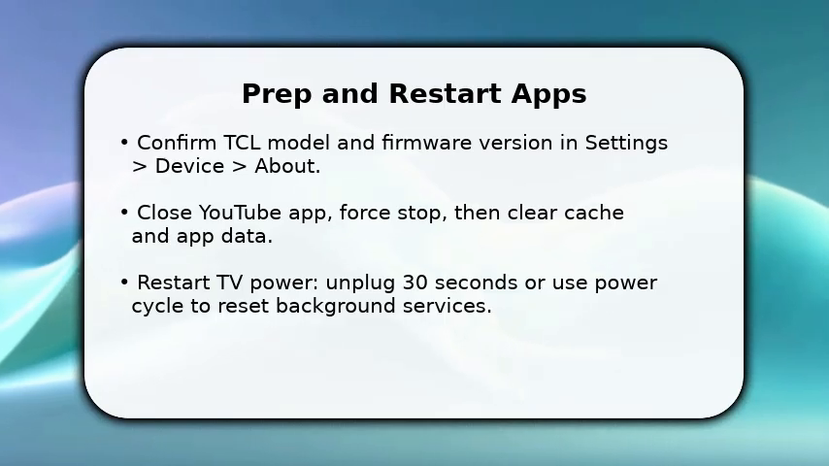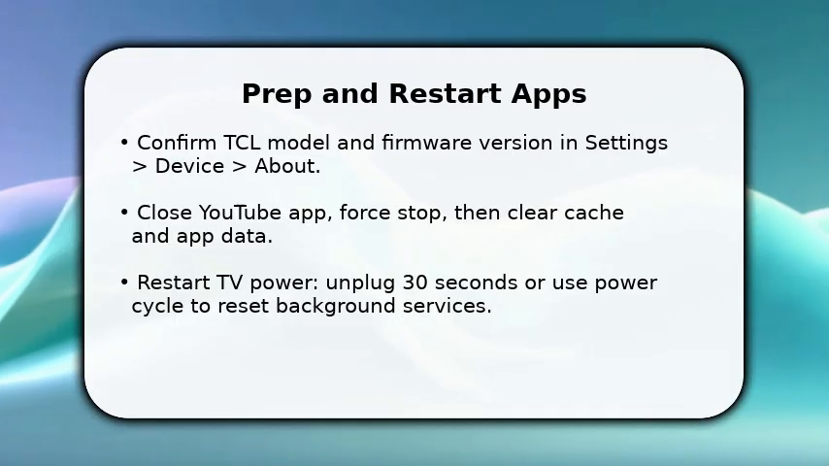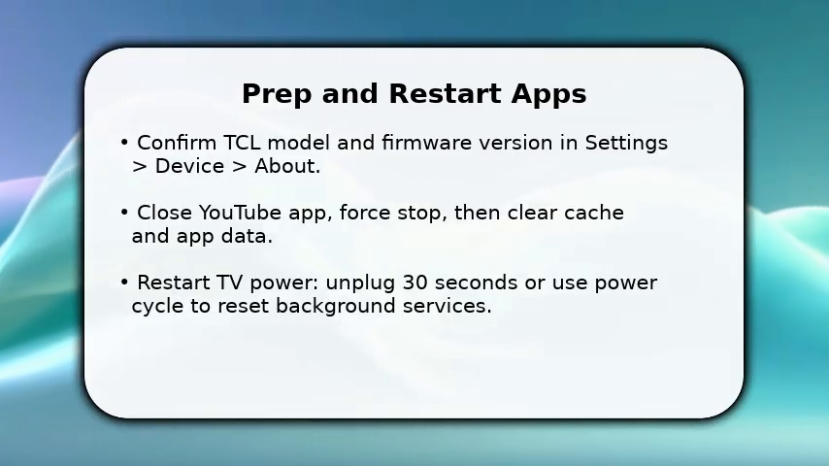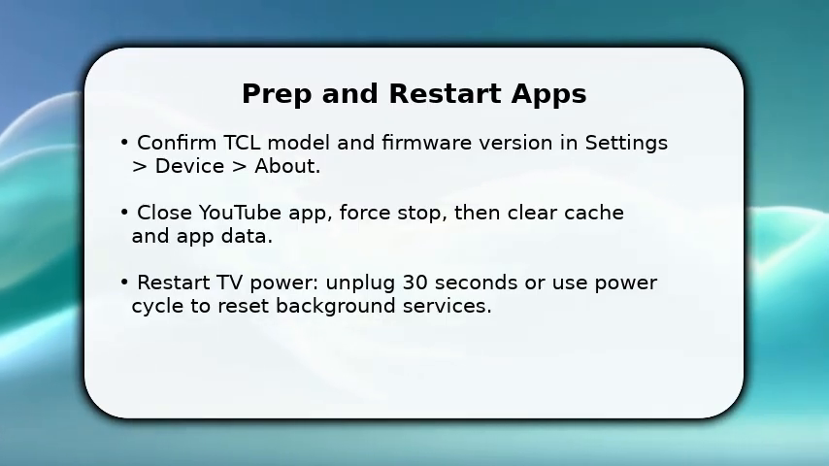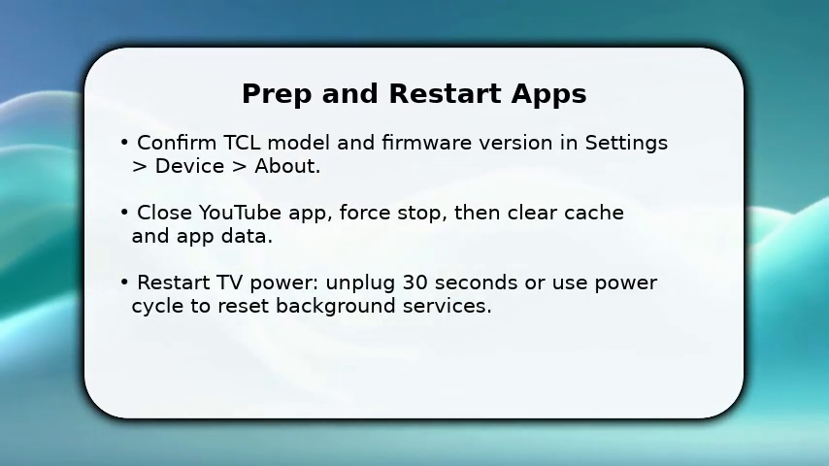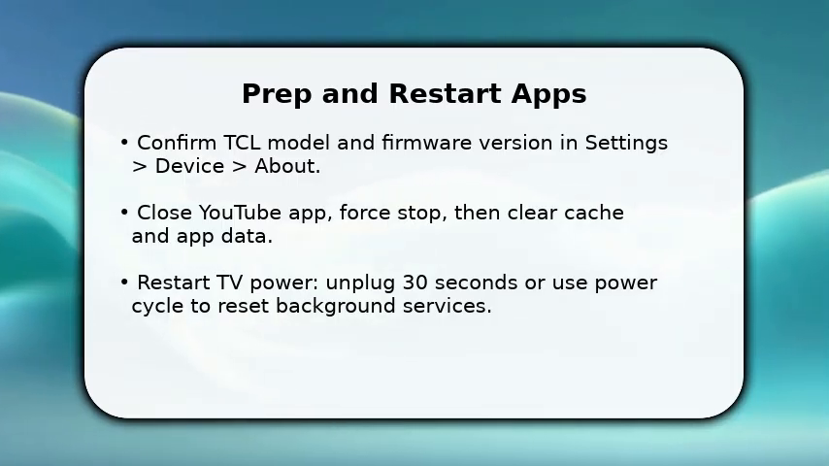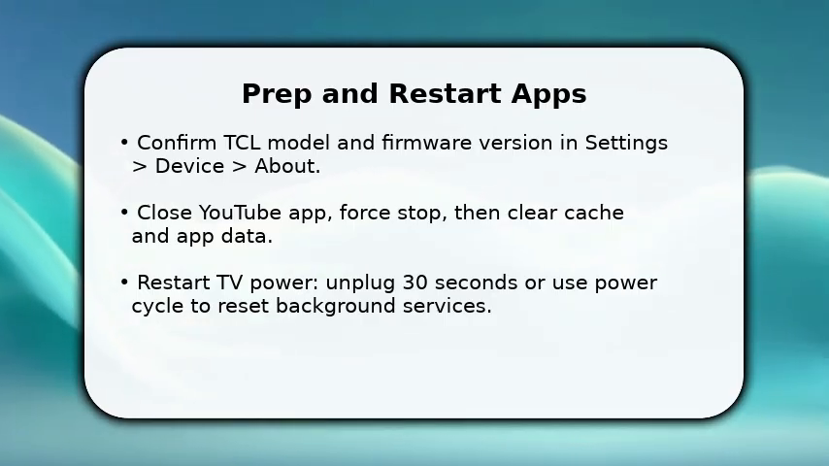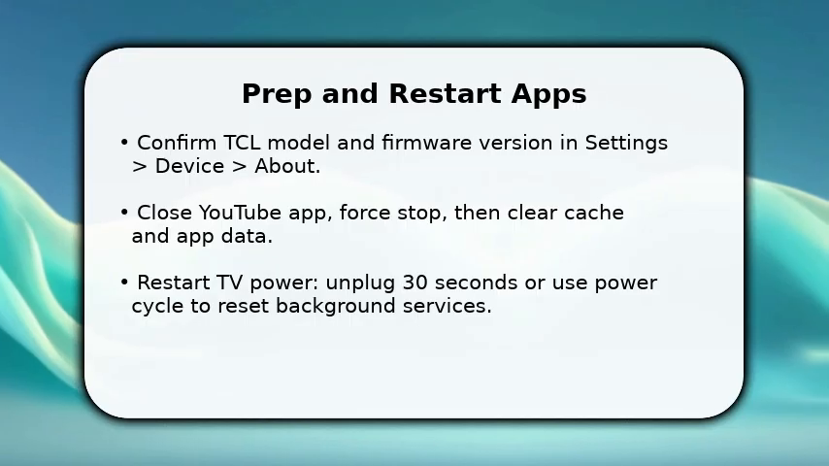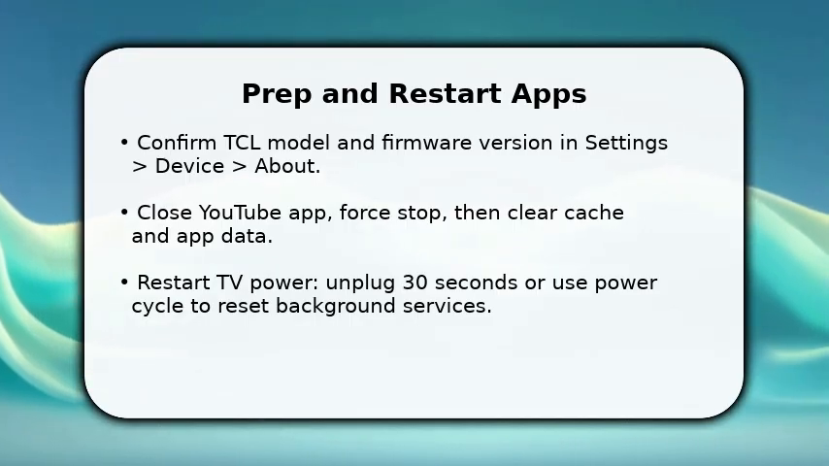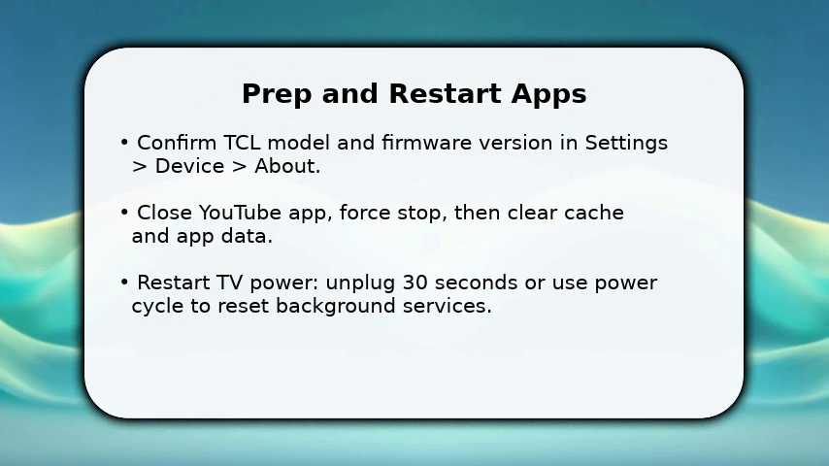You start by verifying your TCL model and system version so you apply the right fixes. Once done, open Apps, force stop YouTube and clear cache and data to remove corrupt temp files. Then power cycle the TV by unplugging for 30 seconds or using the physical power button. This reboots network modules and app services. Doing these steps first reduces variables and often resolves playback errors without deeper changes.